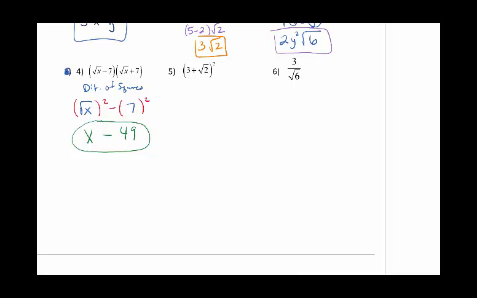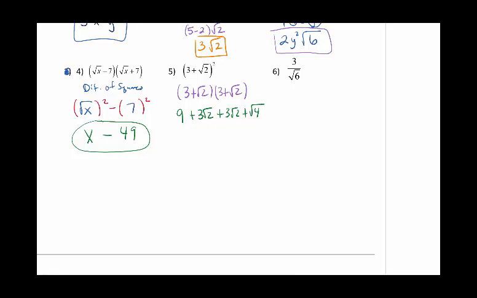Number 5, we need to be careful. It's really important that you do not just tell me that's 9 plus 2. That's a huge no-no. You need to understand that this means to rewrite it first, and we're going to FOIL it. So 3 times 3 is 9. 3 times radical 2 gives me 3 radical 2. My inner, same thing, 3 radical 2. My last, be careful, it's radical 2 times radical 2, so that gives me radical 4.